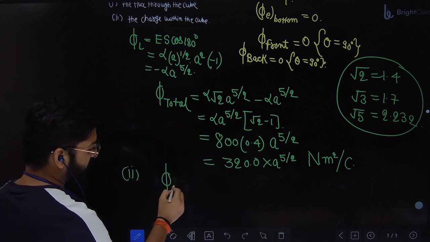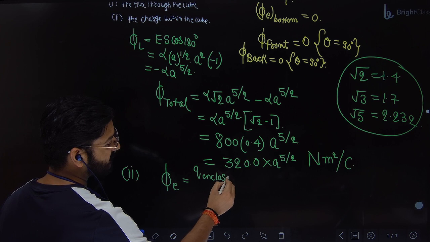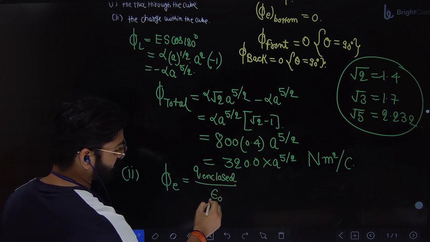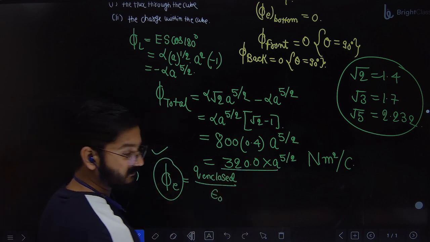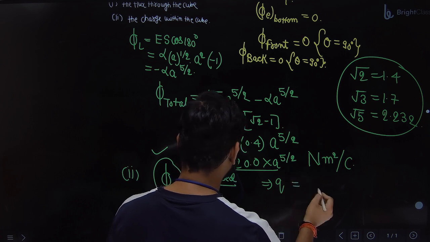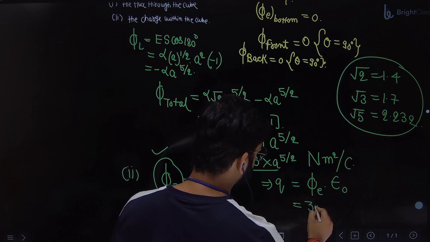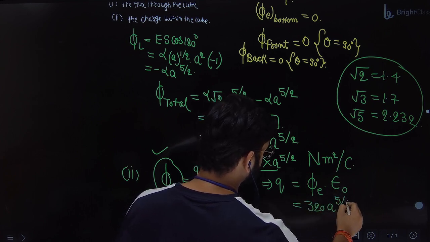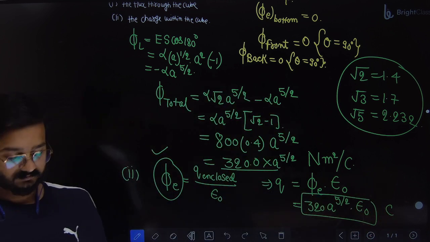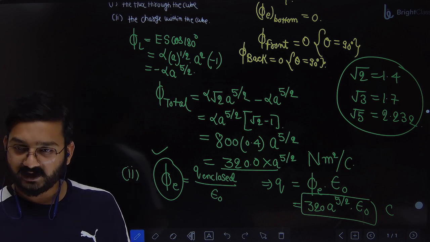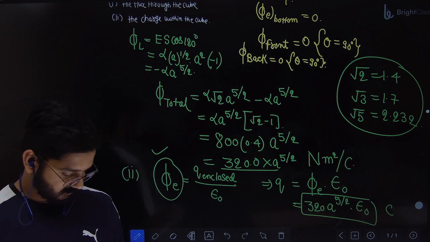According to Gauss law, net flux is equal to charge enclosed, means charge present inside the surface, divided by epsilon naught. This you already know. This is the value. Cross multiply. So charge is epsilon naught into electric flux. What is electric flux? 320 into a to the power 5 by 2 into epsilon naught. This is the value, in coulombs. Epsilon naught value will be given in your exam. You are not supposed to remember it.